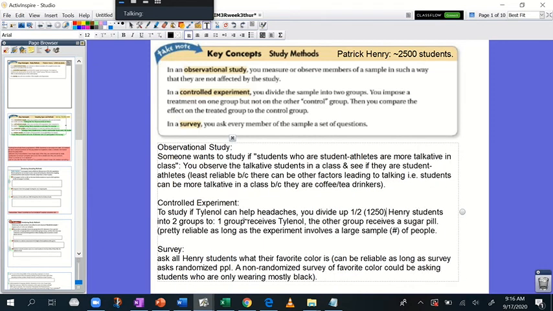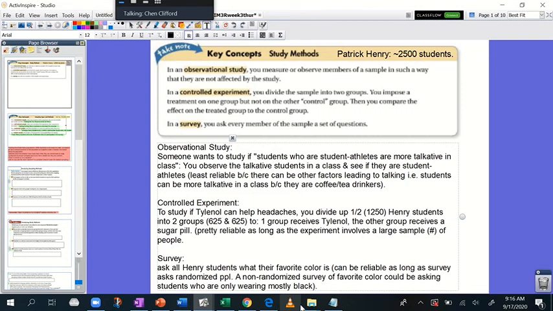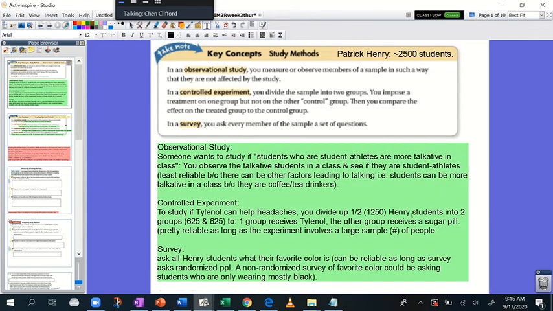Okay, into two groups, 625 and 625. So let's change it to that. Let's say you take half of Henry's population, which is 1,250, and make it into two groups, 625 and 625. Now one group receives Tylenol, the other group receives a sugar pill. So it's just a fake pill basically. And over time, you see whether or not the Tylenol helped the students with headaches.